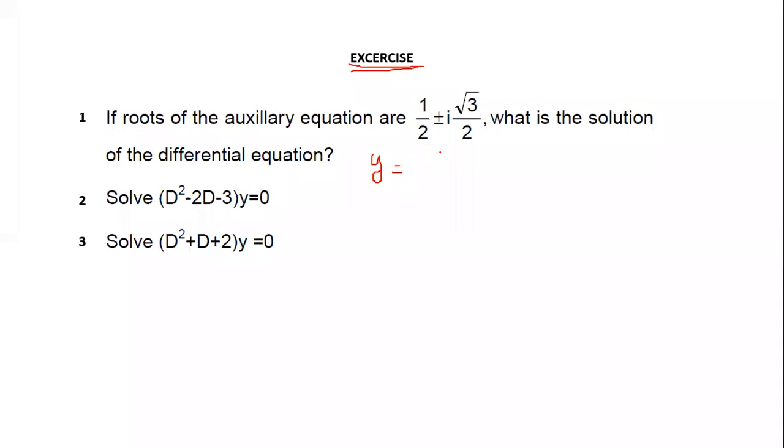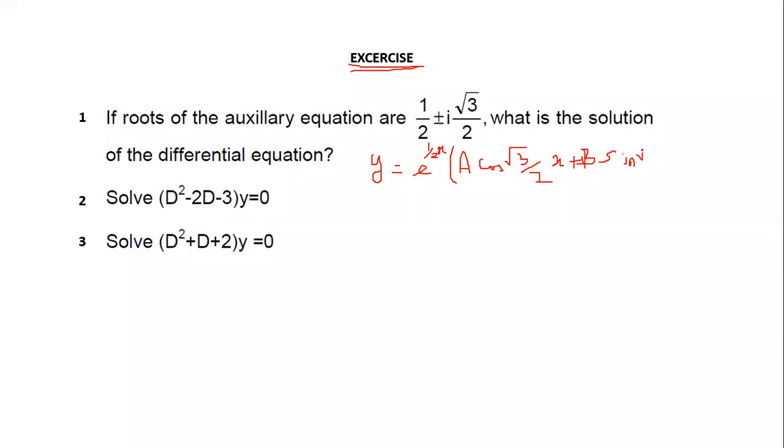Yes, e power 1 by 2 x, then a cos root 3 by 2 x plus b sin root 3 by 2 x. Okay.